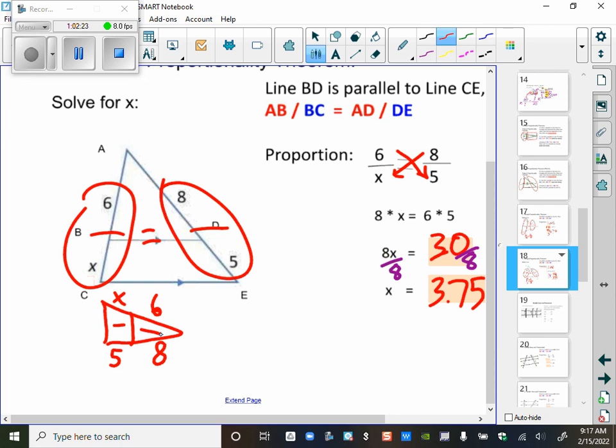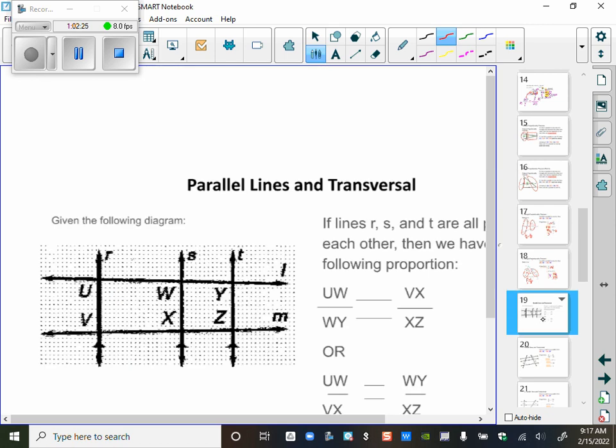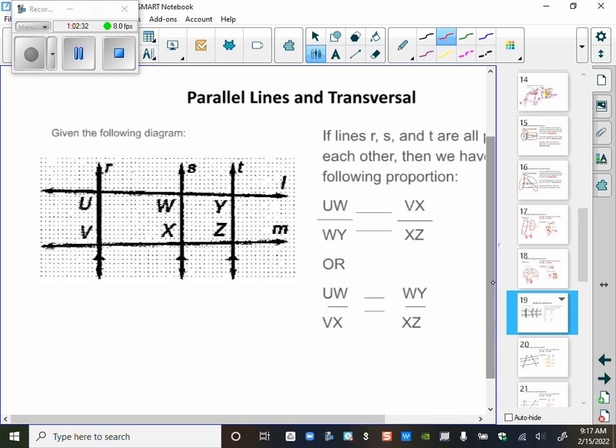All right. Now, this part, basically, same idea. Rather than the triangle, the lines go on forever. But your proportion will still work. Basically, whatever you have here, whatever value's here, over that one, equal to this one, over that one.